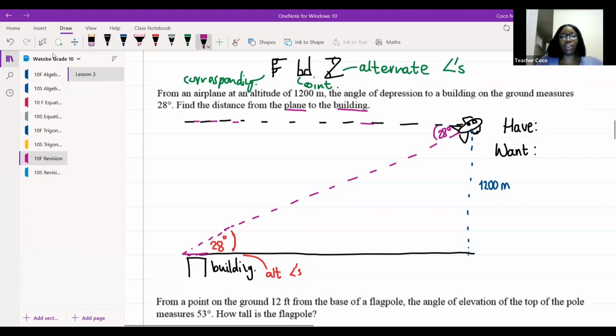Okay, remember, they want the distance from the plane to the building. So they want this distance. Good, excellent, you're doing the right thing. You guys are saying the right thing here. They've given us our opposite, right? And they've also given us our angle. Our angle is 28 degrees.